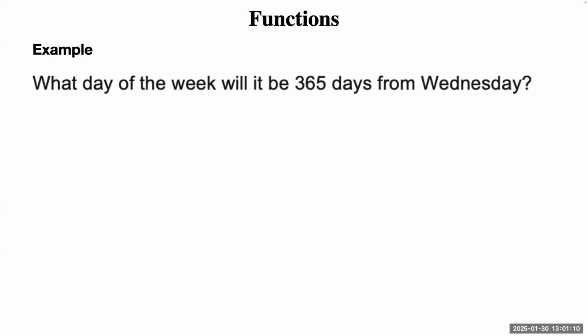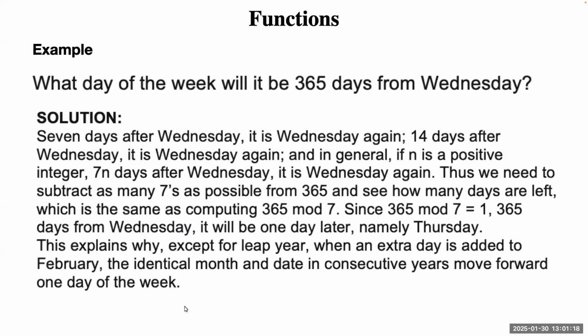Here's another question. What day of the week will it be 365 days from Wednesday? The solution's pretty easy. 7 days after Wednesday, it'll be Wednesday again. 14 days after Wednesday, it'll be Wednesday again. In other words, whatever day you're at, add 7 days, it's the same day as far as the name of the day goes. In general, if n is a positive integer, 7n days after Wednesday, it's Wednesday again.